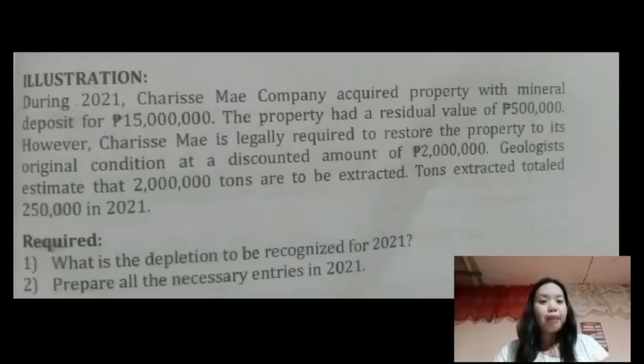Now we have the problem example of depletion. During 2021, Charisme Company acquired property with a mineral deposit of 15 million. The property had a residual value of 500,000. However, Charisme is legally required to restore the property to its original condition at a discounted amount of 2 million. Geologists estimated that 2 million tons are to be extracted. Tons extracted totaled 250,000 in 2021. The required here is, number 1, what is the depletion to be recognized for 2021, and 2, prepare all necessary entries in 2021.